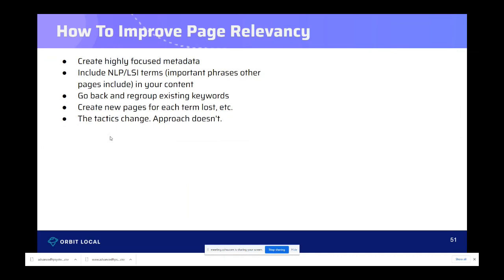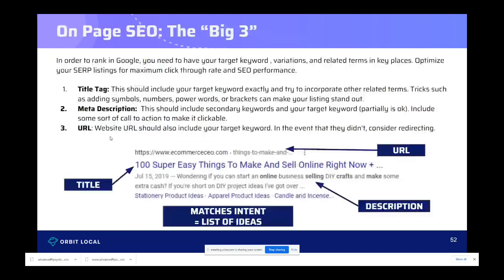Now, again, the tactics don't really change. I'm sorry, the tactics do change. Like the tools change, but the way you approach it will never change. And the way you always approach it is to look and see what Google is ranking and how they are ranking them. So when we start talking about optimizing your metadata, this is one of the first most important things, really, the big three.